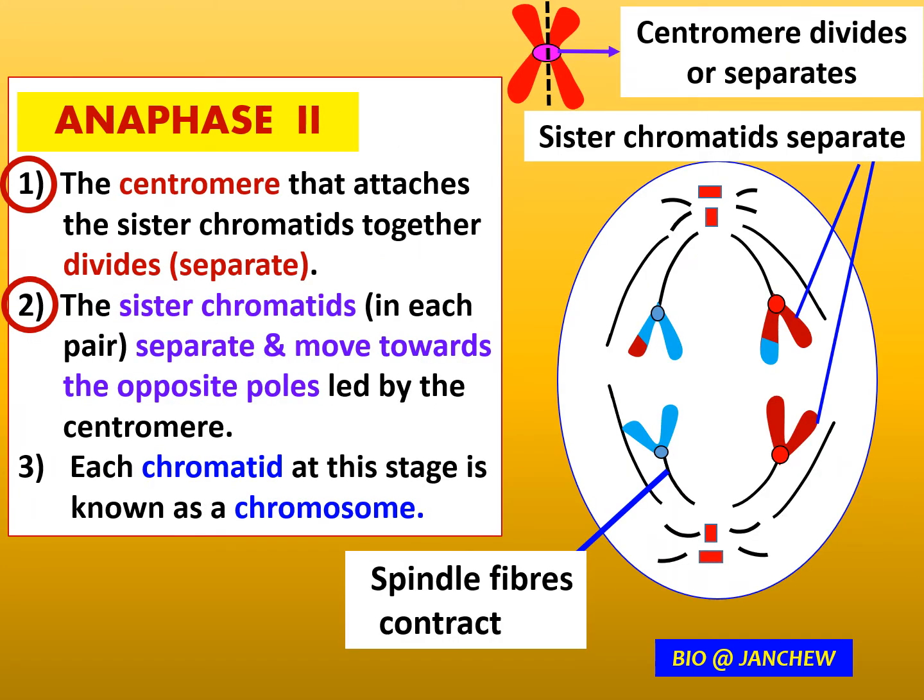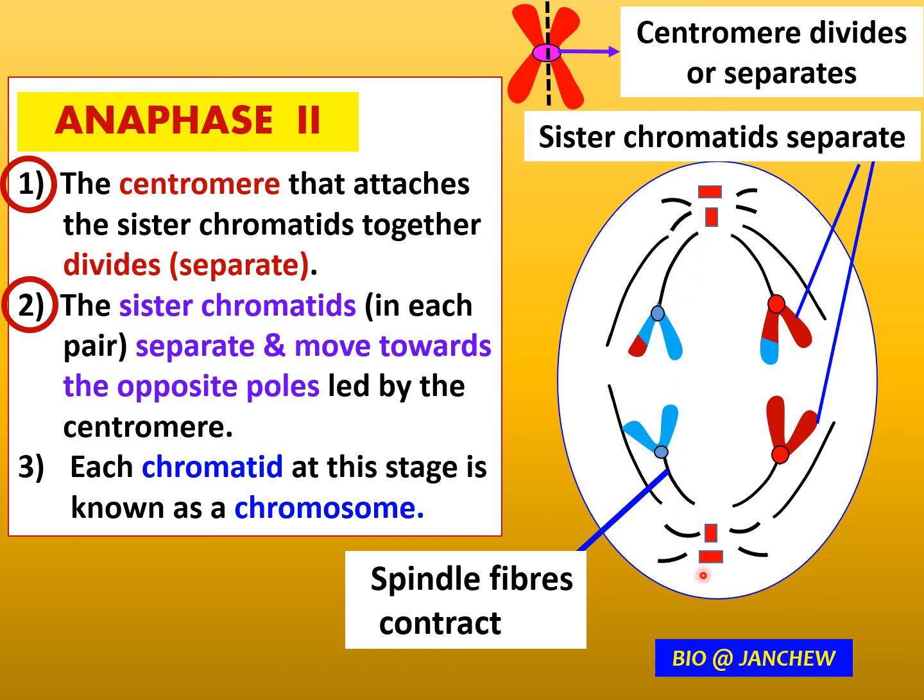So in ANAPHASE II, the centromere that attaches the sister chromatids together separate or divide. Then the sister chromatids in each chromosome separate as they are pulled by the spindle fibers that contract. So they separate and they are pulled to the opposite poles of the cell, led by the centromere. The centromere should go first because the centromere is the part that is attached to the spindle fibers. So when you have to draw this diagram, please show the centromere pointing towards the centrioles or the poles.